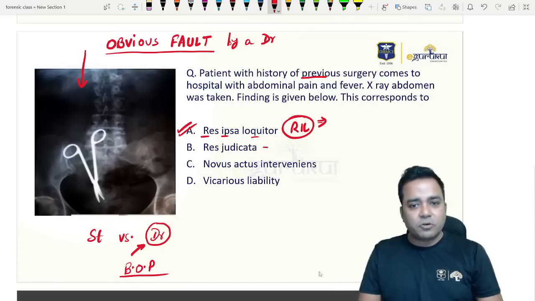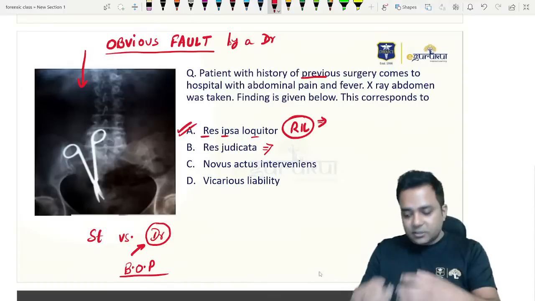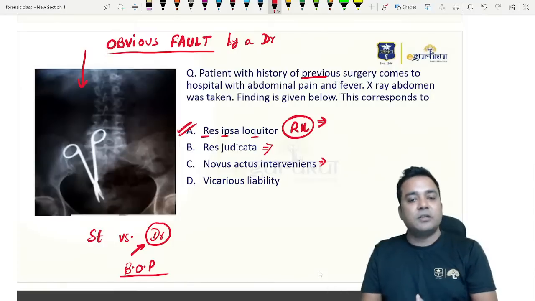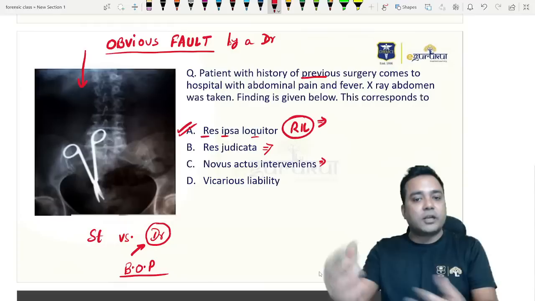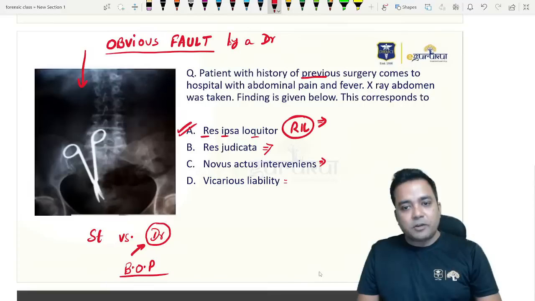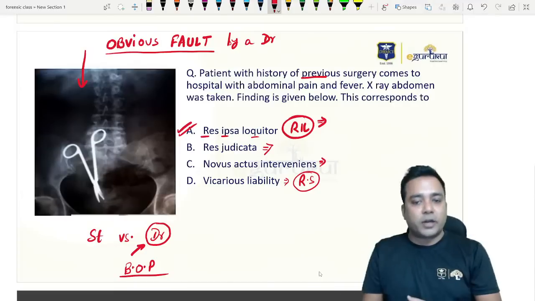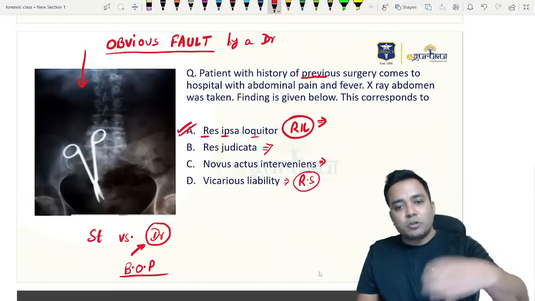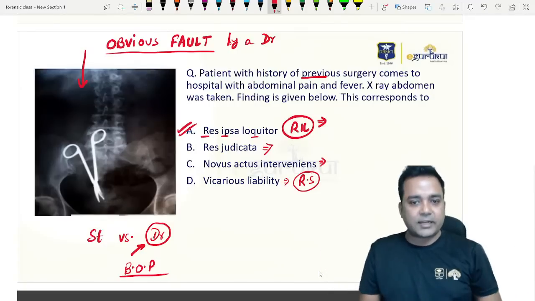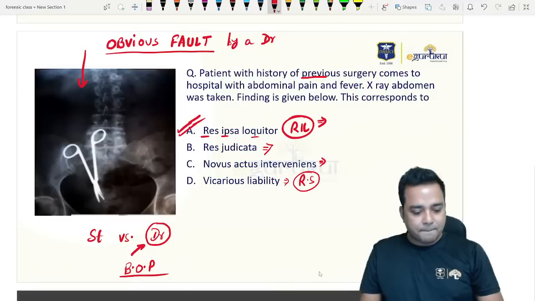Then res judicata we all know. No one can be doubly jeopardized for the same offense. Novus actus interveniens is another sort of defense for we doctors, that for an unrelated action intervening in the chain of causation, the doctor cannot be held responsible. It is taken as act of God. And vicarious liability, also called respondeat superior or captain of the ship doctrine or doctrine of deep pockets, basically makes the employer also responsible for the negligence of employees if there is an employer-employee relationship. Correct now? So the correct answer here goes with RIL.